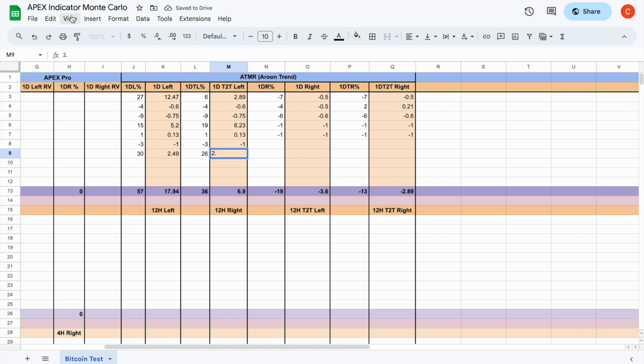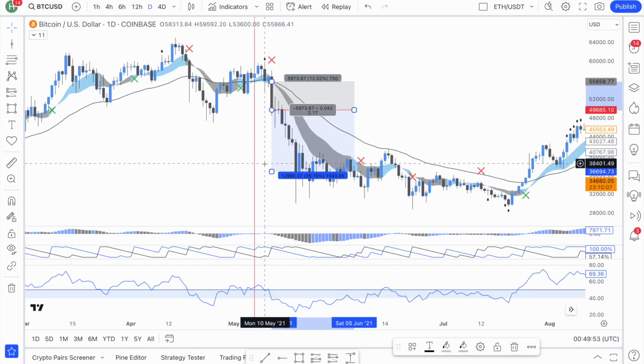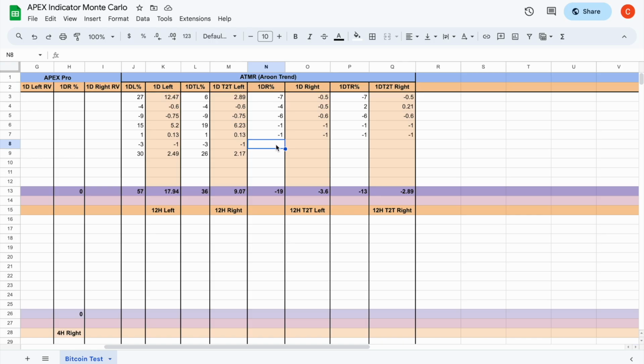2.1, what did I say? 2.17. Gotta get every one of them since I'm doing it conservatively. I didn't do that one, did I? What was that? Hold on a second. What did I do wrong? All right, so I think I included that one into that, but I'm gonna go ahead and wait. No, I did it right. Oh, I forgot to put it here. That's what it was. So 30, 2.49, 26, 2.17. All right, and then we'll get rid of these. All right, so we'll work on those values.